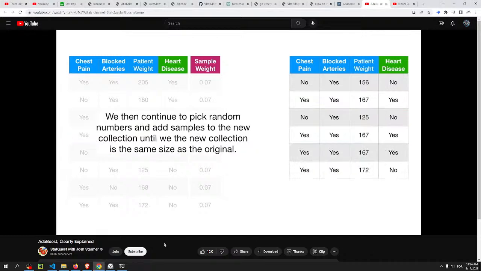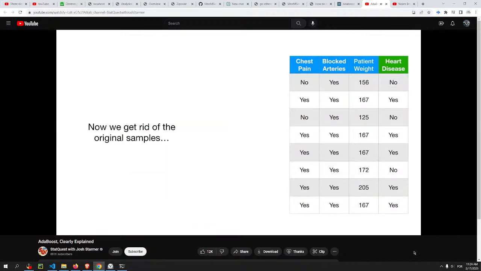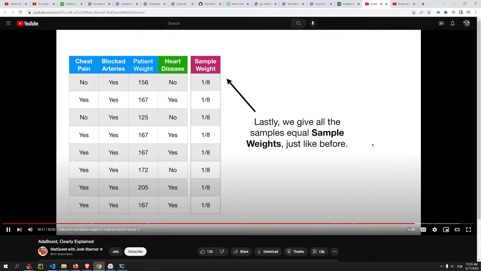We then continue to pick random numbers and add samples to the new collection until the new collection is the same size as the original. Ultimately, this sample is added to the new collection of samples 4 times, reflecting its larger sample weight. Now we get rid of the original samples and use the new collection of samples. Lastly, we give all the samples equal sample weights, just like before.